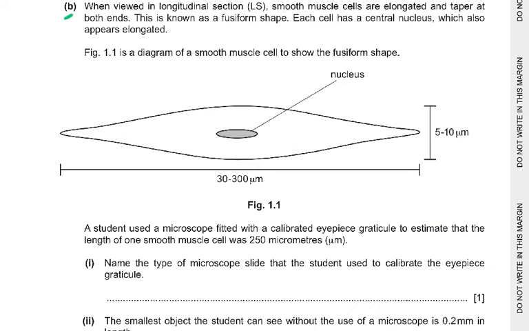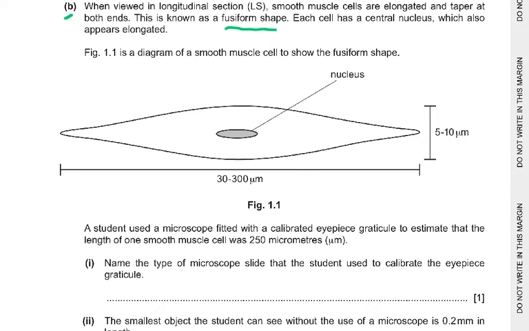Now coming to part B of the question, when viewed in longitudinal section, LS, smooth muscle cells are elongated and taper at both ends. This is known as the fusiform shape. Each cell has a central nucleus which also appears elongated. Figure 1.1 is a diagram of a smooth muscle cell to show the fusiform shape. They can say the width is 5 to 10 micrometers and the length is 30 to 300 micrometers.